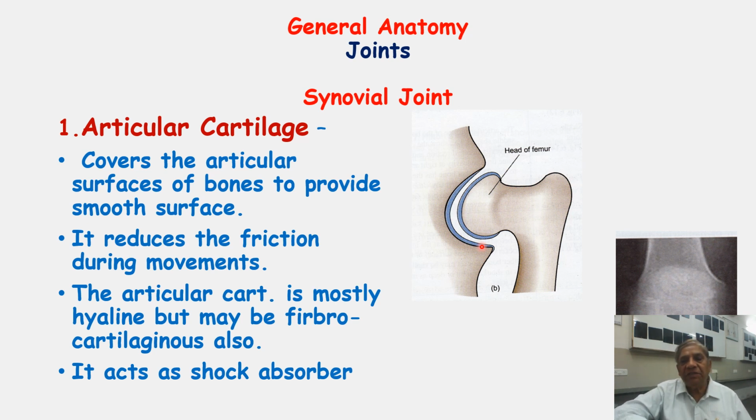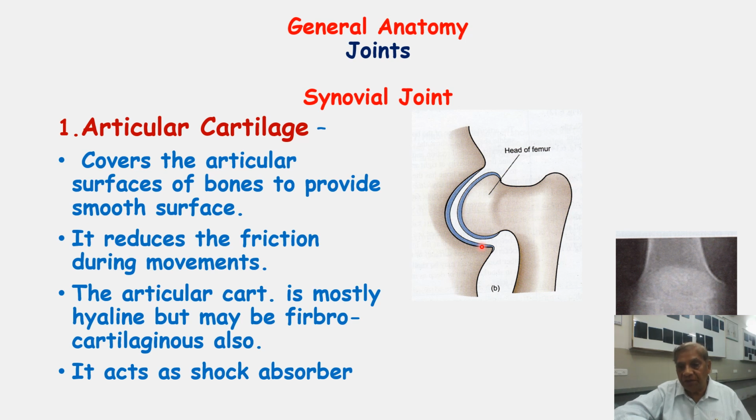Okay, and beside reducing the friction, the other important function of the articular cartilage in a joint is that it acts as a shock absorber. That means it is not hard like bone; it is firm, but it has some elasticity. I mean, say, resilience is there. It acts as a pillow during jerks.